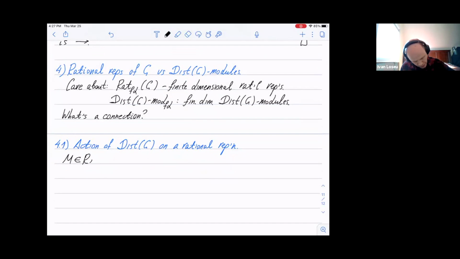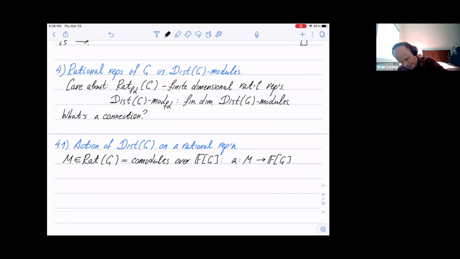Let me pick a rational representation. It doesn't need to be finite dimensional. Let's call it M. What are rational representations in algebraic terms? These are comodules over F of G, the algebra of functions. So what does it mean to be a comodule? It means that I have a map, the action map, from a module to F of G times this module.